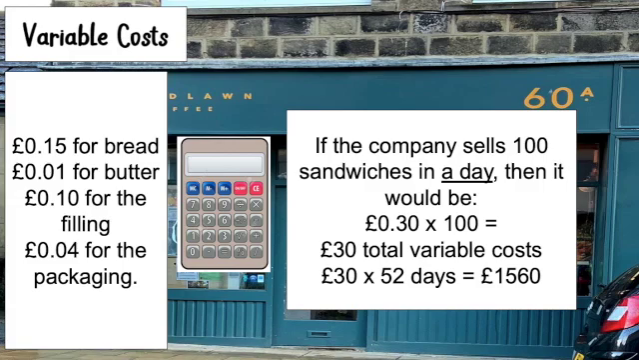But let's imagine they sell 100 in a day. Well, then we'd have to work out the total variable costs for that sandwich in that day, and that would be 30p times by 100, which is £30. Now, obviously, there's 52 days in a year, and let's imagine they were open for every single day. That'd be 1,560. Now, obviously, that's just for one type of product that Woodlawns sell. They sell lots of different products, so hence why this is a very, very simplified example.